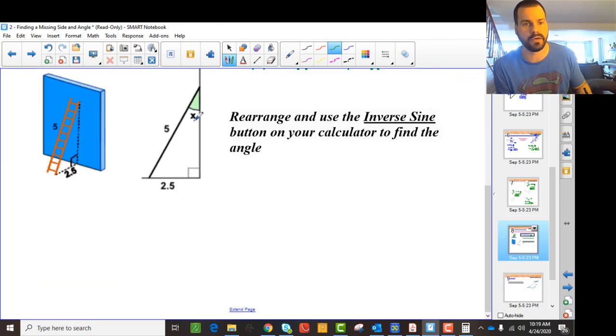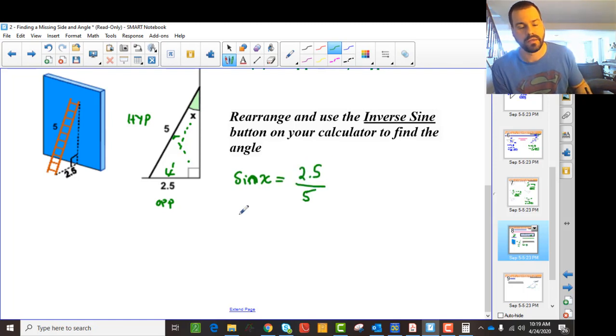So here's what we have. We have an angle here, and we're going to label the sides the same way. So that's the opposite side, and across from the right angle is the hypotenuse. So we're going to write it out the same way, but instead of writing sine of the angle, we're going to write sine x because we don't know the angle. We actually know both sides. It's 2.5 over 5. And then to solve for x, we're going to take the arc sine, or the inverse sine, of that.